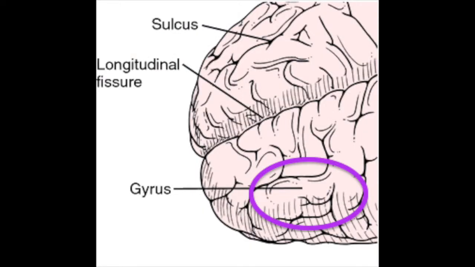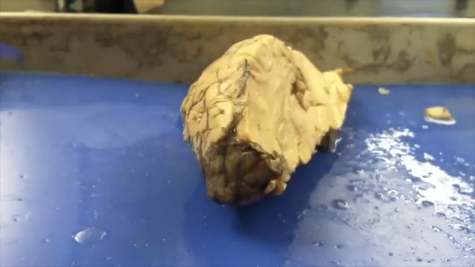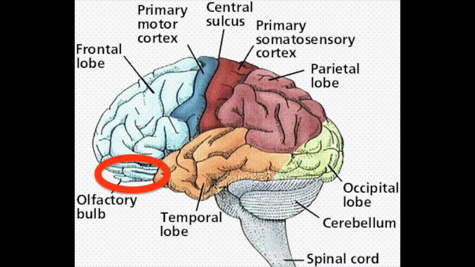A gyrus is a ridge on the surface of the brain. Like the sulci, gyri can be seen all over and be patterned differently. The gyri and the sulci work to expand the surface area of the brain in a compact space. These are the olfactory lobes. Lobes are the part of the brain that deals with sense of smell.